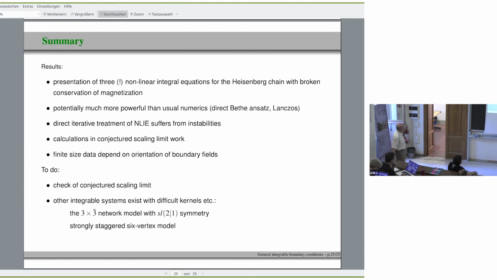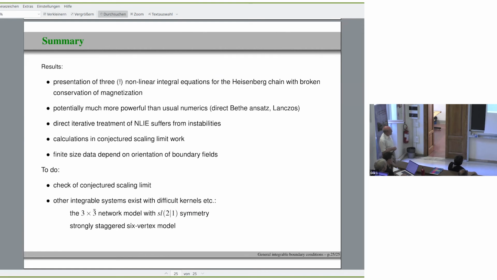This is my summary. I presented three nonlinear integral equations for the Heisenberg chain with broken conservation of magnetization, and we have found how to deal with it. We did calculations on a conjectured scaling limit. This works. And the finite size data we obtain actually depend on the orientation of the boundary fields with respect to each other. What we have to do is clear, I mentioned that: checking of this conjectured scaling limit.